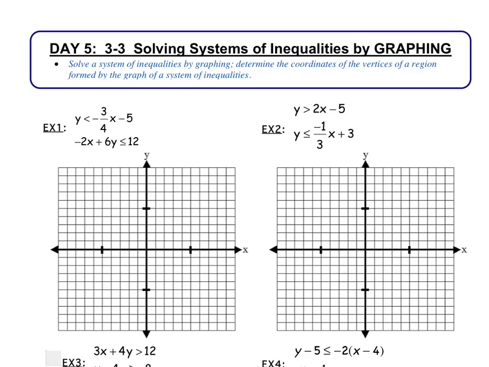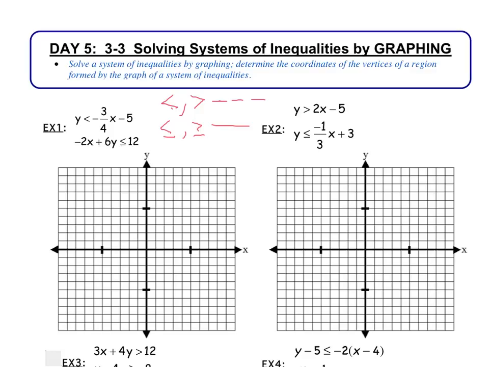Anytime that you have a less than symbol or a greater than symbol, remember that we are going to use a dashed line, or what we call a broken line. Anytime that you have a less than or equal to or a greater than or equal to, you're going to use a solid line. Okay, and then from there we have to talk about the shading. So let's go ahead and take a look at example 1.